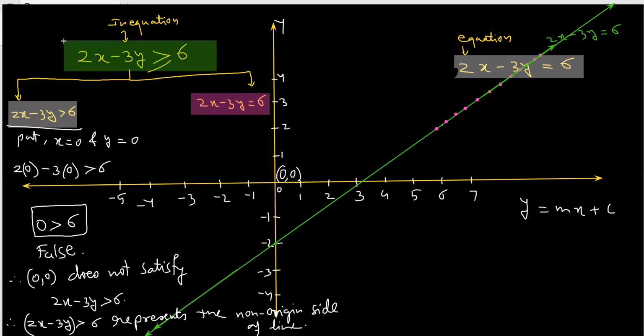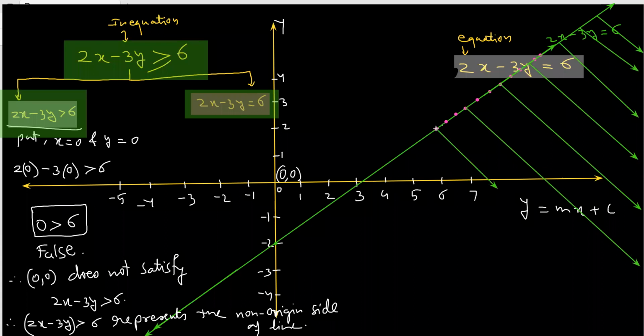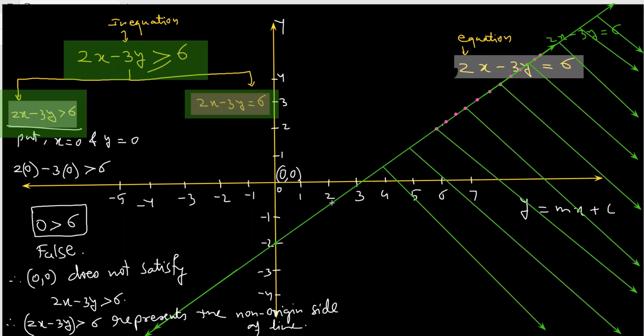So what will be the solution set for this? This has got the line as well as this half region. So it will be this non-origin side. And this time, I'm touching the line. Why am I touching the line? Because I have got the half region along with the line. So this is the solution set.